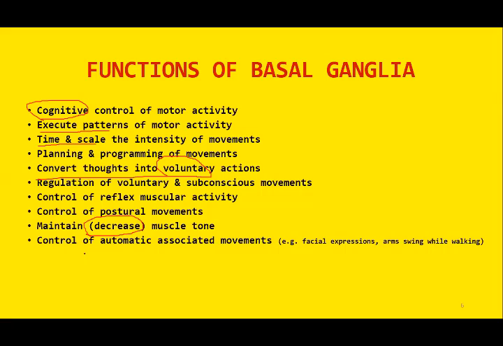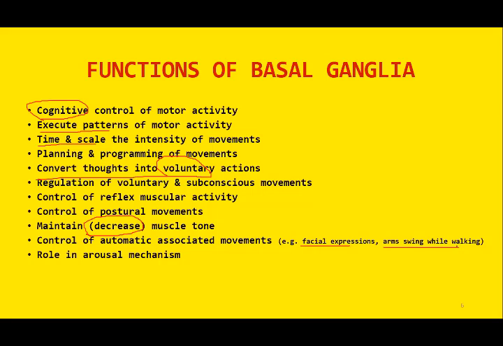Then comes the role of basal ganglia in control of automatic associated movements. And the classical example of automatic associated movement is the movement of facial muscles during facial expression. Moreover, another example is swinging of arms during walking. All these are controlled by the basal ganglia. So control of automatic associated movements. All these are associated movements, and all these are controlled by basal ganglia.